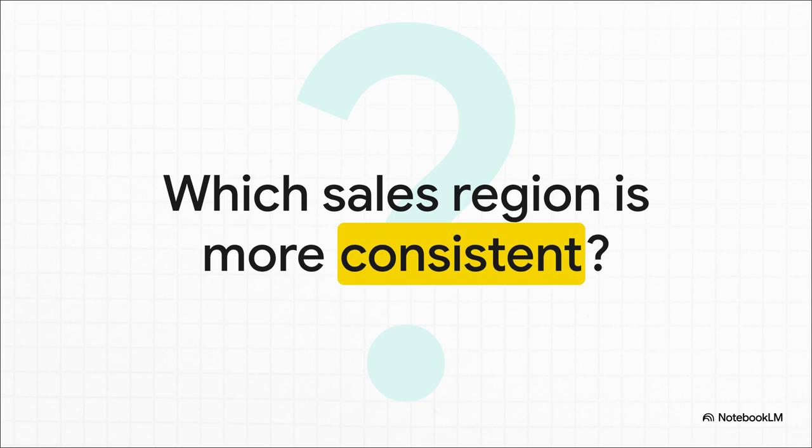Let's make this real. Look at this. We have one sales region averaging 86,000 pounds with a standard deviation of about 10,000. Then we have another, smaller region averaging 45,000 with a smaller standard deviation of 6,000. So which one is more consistent relative to its size? It's not as simple as just picking the smaller number.